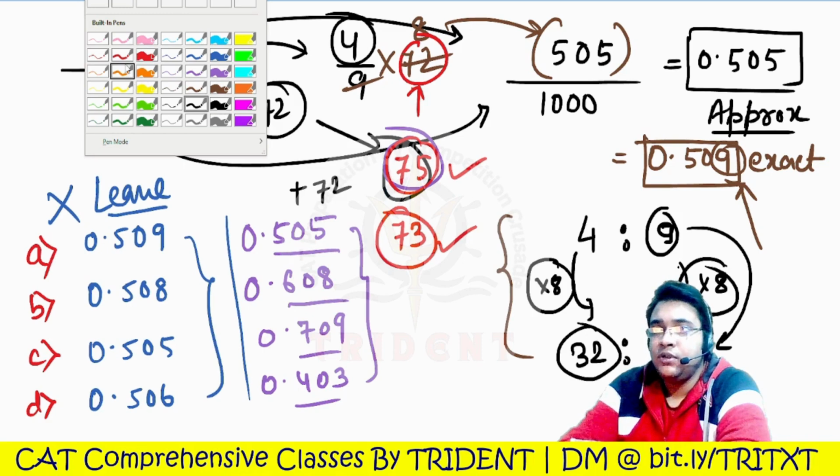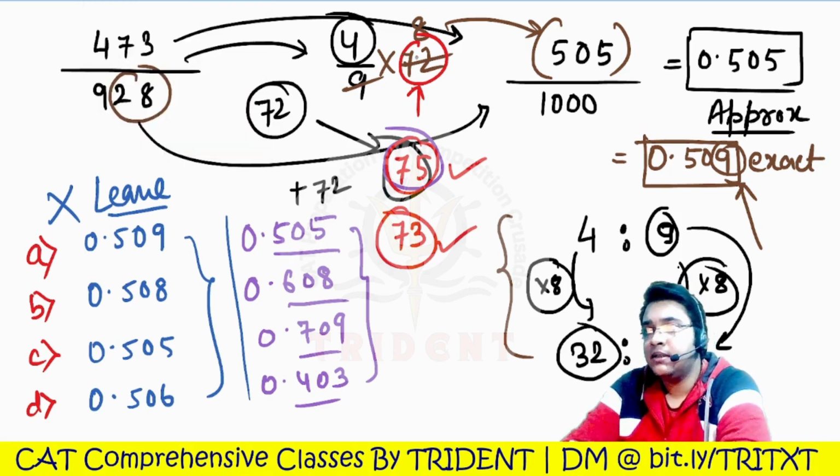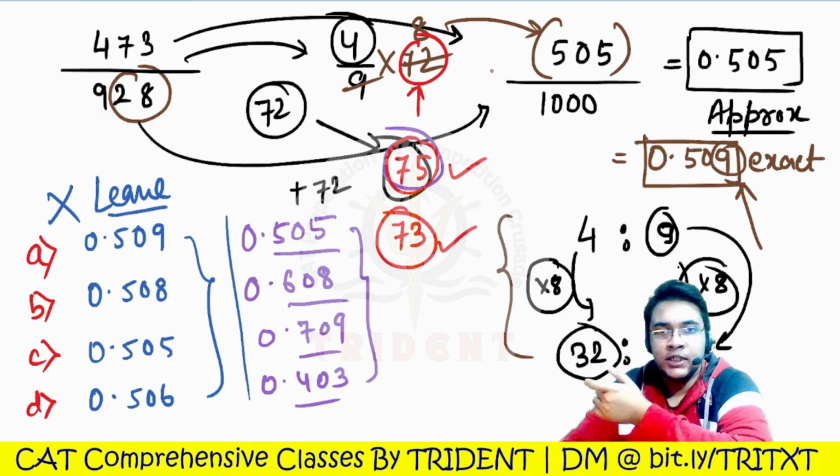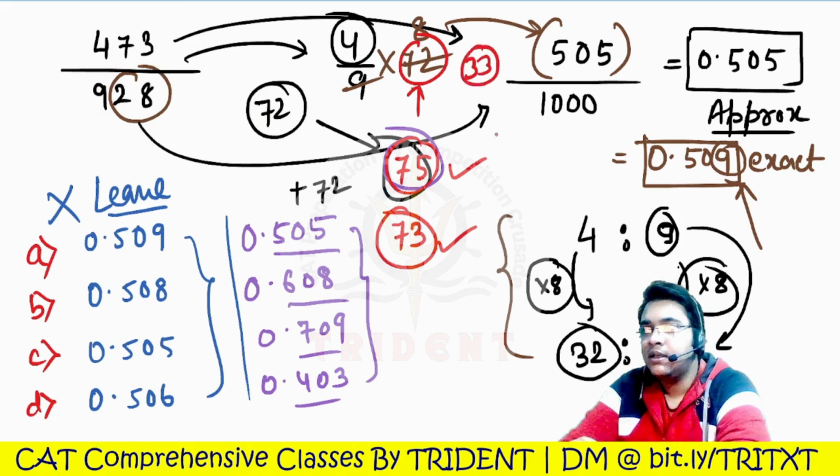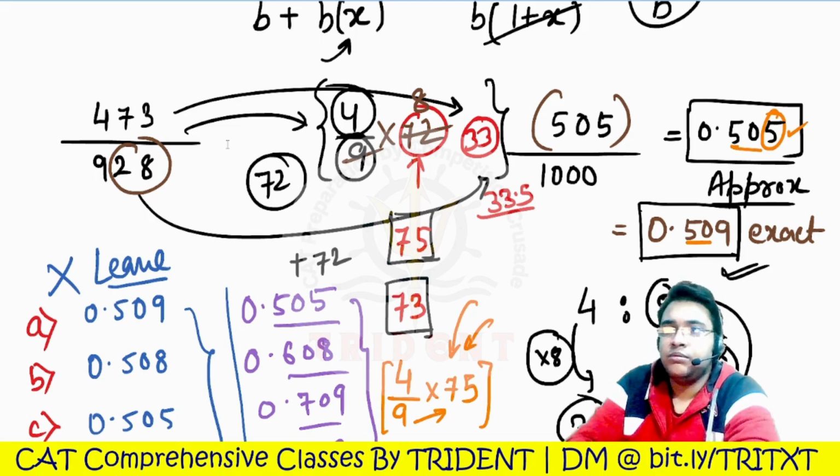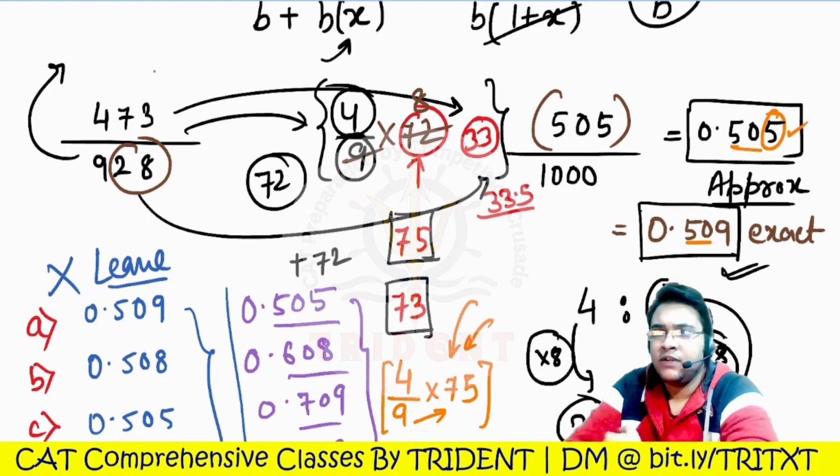that I have to, this is 8 again, 32. So maybe instead of 32 in the numerator, I'll add 33. Maybe I'll add 33.5. If you have to make a rough approximation of this thing, I have already told you that 9 into 5 is 45. That is something that you can do.